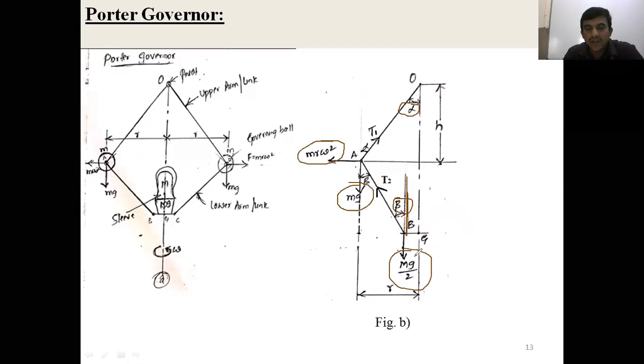This is due to the weight of the sleeve. Total weight of the sleeve is M g, that acts on both sides at points B and C. That's why it is divided by 2. That is, the weight of the sleeve is M g by 2, which also acts vertically downward.